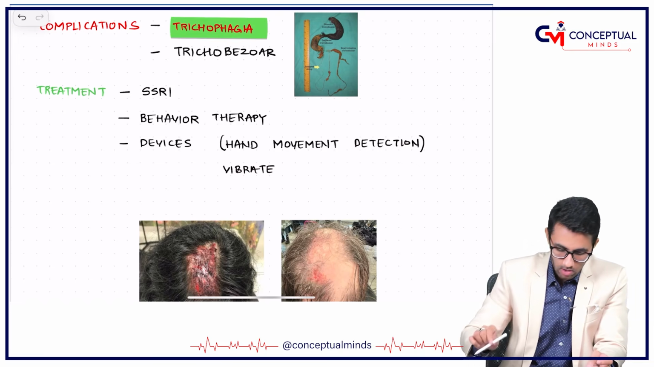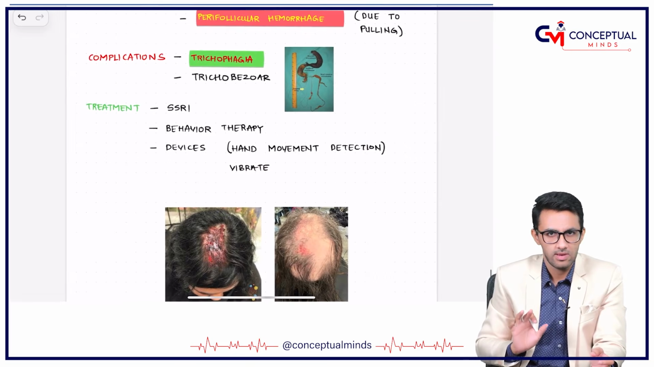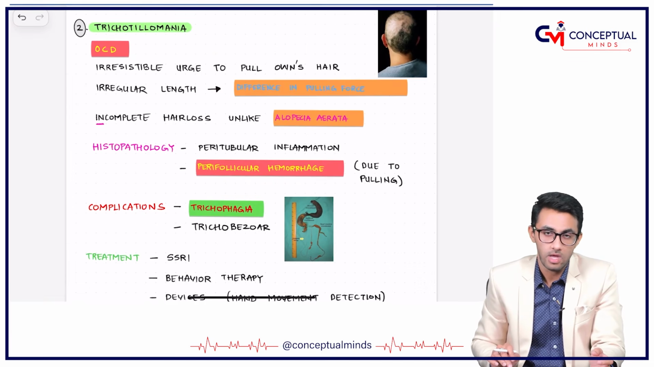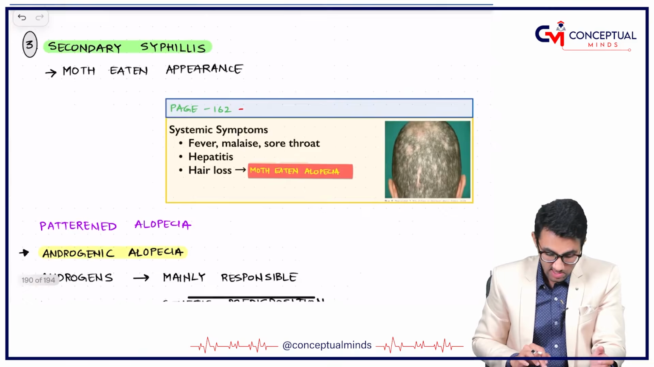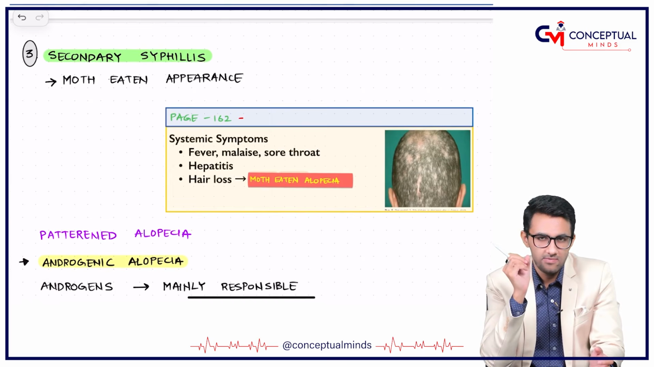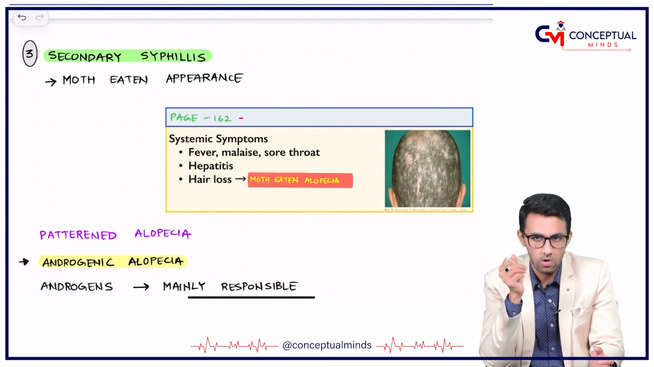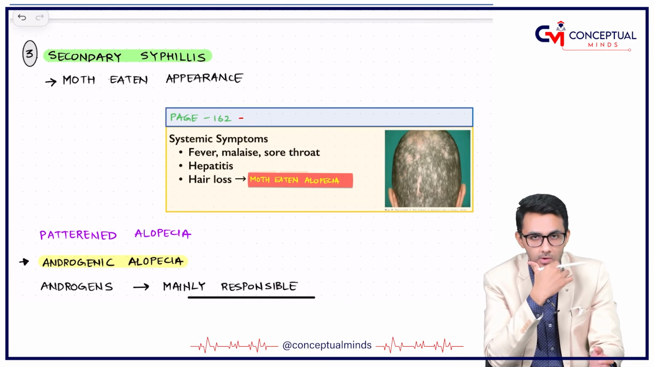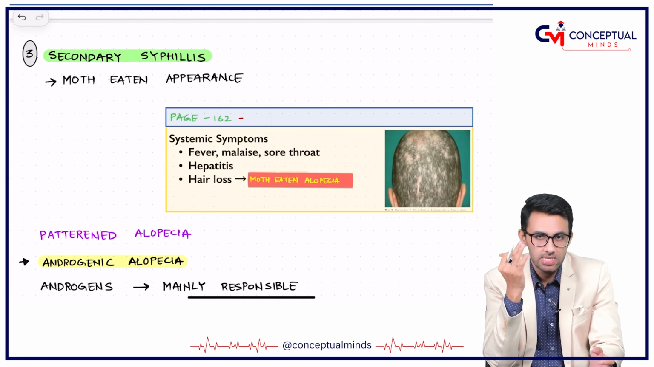Okay, now we are done with 2 topics over here. We are done with alopecia areata, we are done with trichotillomania. Now we'll go on to the secondary syphilis part. So what is the finding in secondary syphilis? We read about it. If you go to our notes, to page number 162, we discuss this.